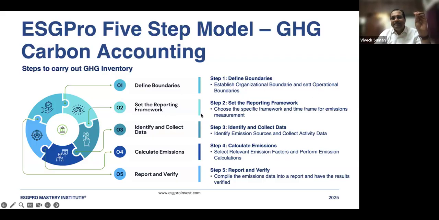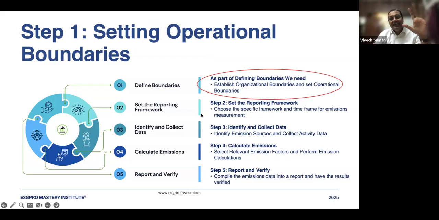Any doubt here? Anything which you have not understood? Of course, I have not gone into detail, which I will go into now.